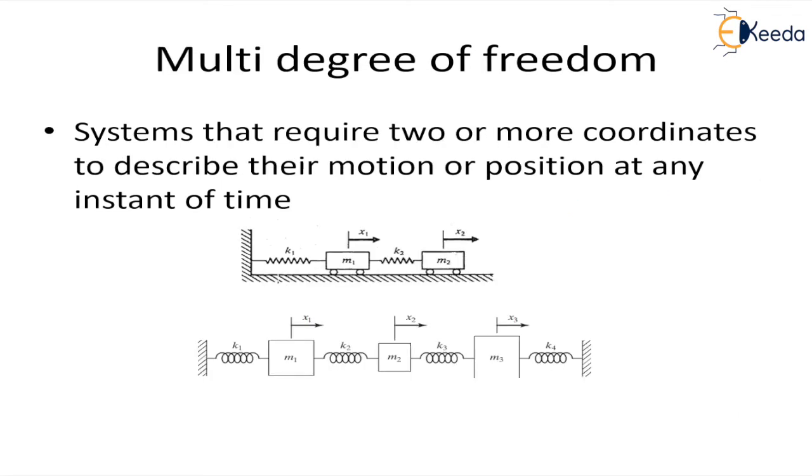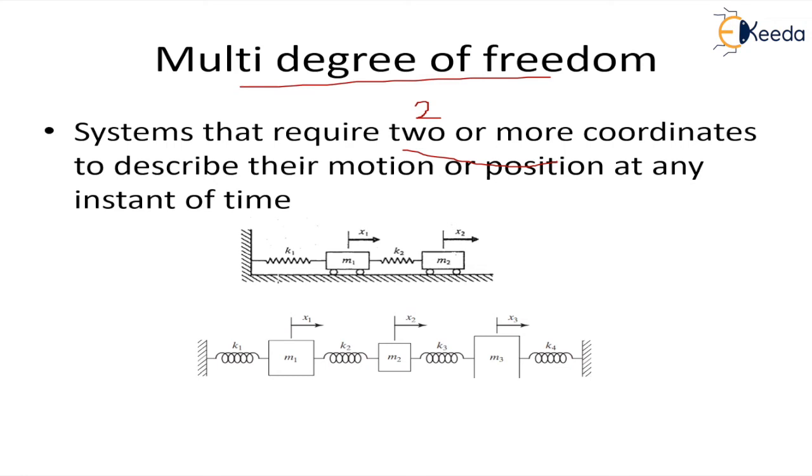So after 1 degree of freedom, there may be systems that have 2 degrees of freedom. That means they require two independent coordinates to describe them. They may have 3 degrees of freedom where they require three independent coordinates to describe them, and so on. So the systems that require two or more coordinates to describe their motion or their position at any instant of time are called multi-degree of freedom. So for any finite number of degrees of freedom, we call it a multi-degree of freedom system.